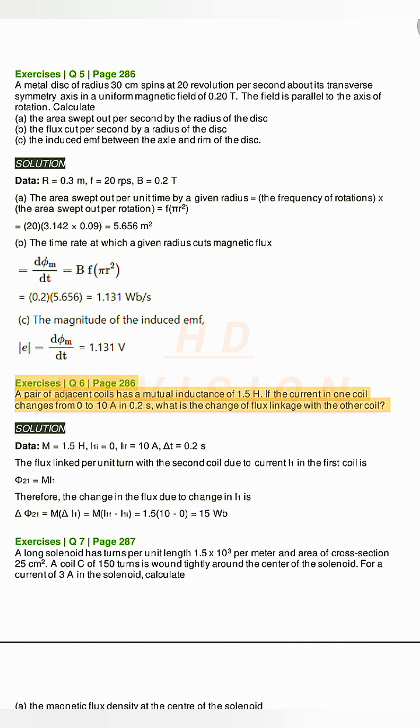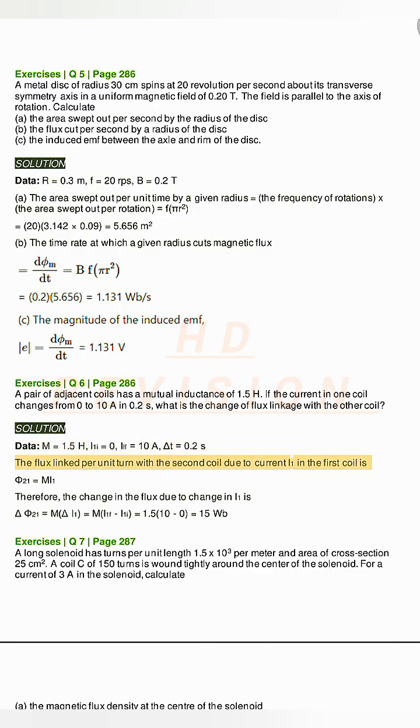Exercises Q6, page 286. A pair of adjacent coils has a mutual inductance of 1.5 H. If the current in one coil changes from 0 to 10 A in 0.2 s, what is the change of flux linkage with the other coil? Solution. Data. M equals 1.5 H, I1I equals 0, I1F equals 10 A, delta t equals 0.2 s.